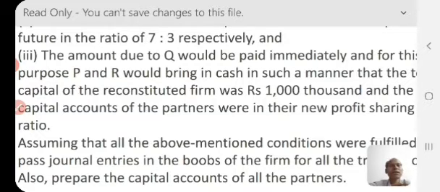1,000 thousands. Is it clear? Now, this capital is adjusted or should be brought by the existing partners in the new ratio, that is 7:3. So 700 and 300 thousands each respectively.